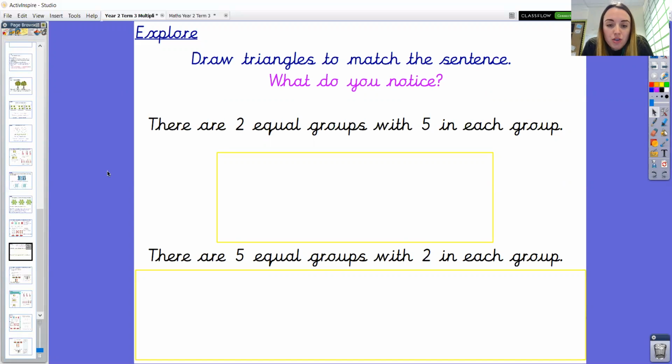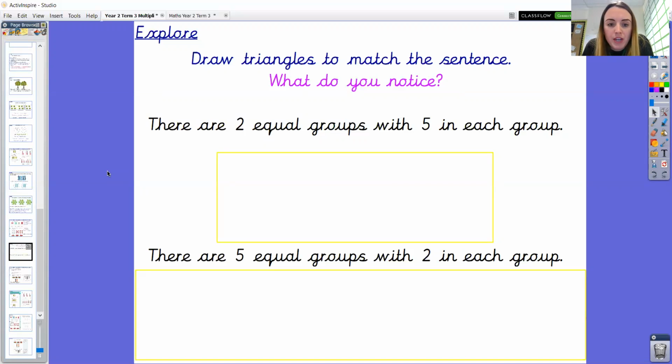Okay, so I can see there's 2 sentences. There are 2 equal groups with 5 in each group. So I know I need to draw triangles. So if there's 2 equal groups, I could show my groups by drawing circles to represent the groups with 5 in each group. So the 5 is going to represent the triangles.